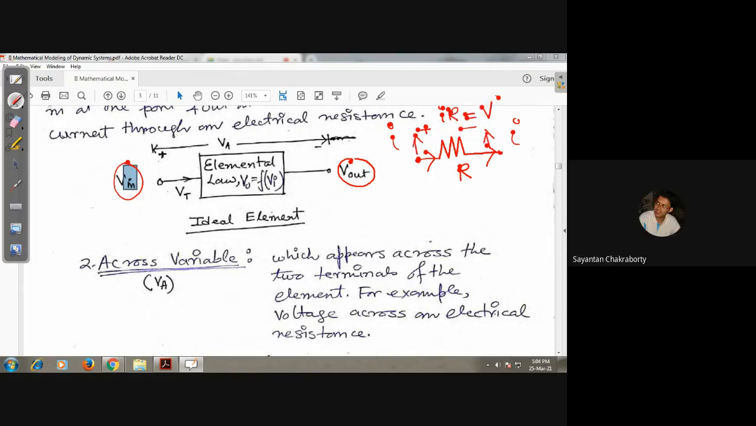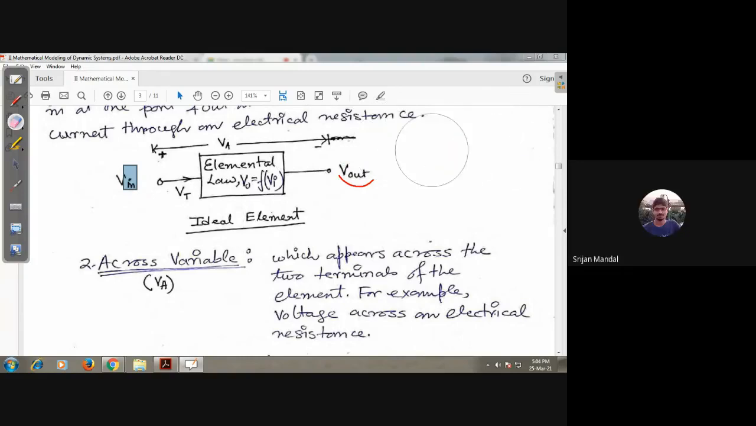That's why this voltage is called an across variable, which appears across the two terminals, and current is called a through variable because it is passing through the element without any change. Whatever value it takes while getting into the element, it takes the same value while getting out of the element. That's why it's called a through variable. A variable which appears across the terminals of an element is called an across variable.